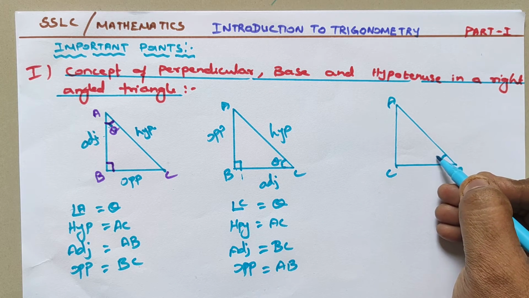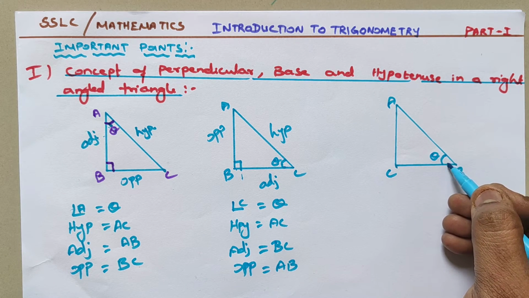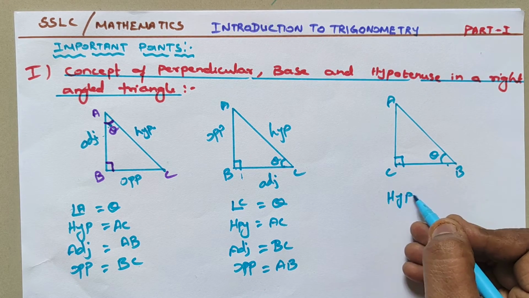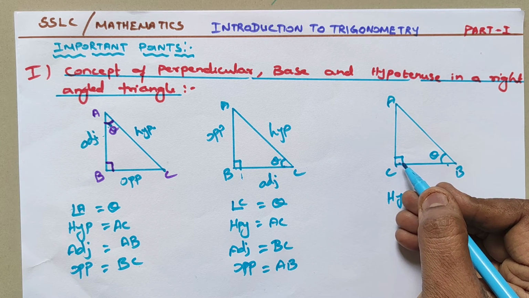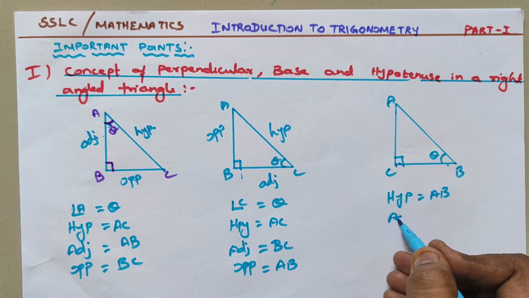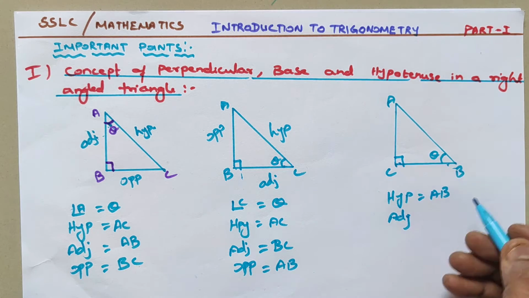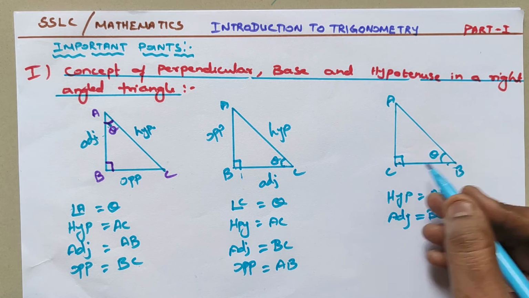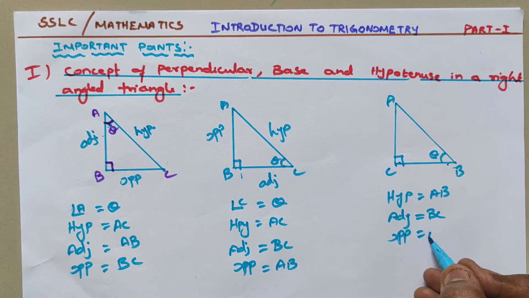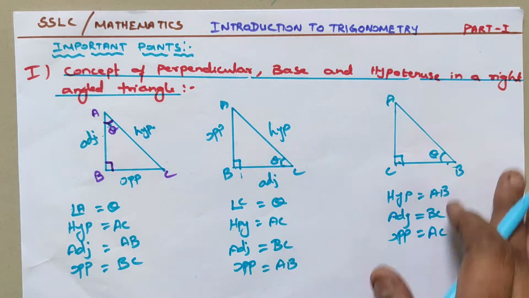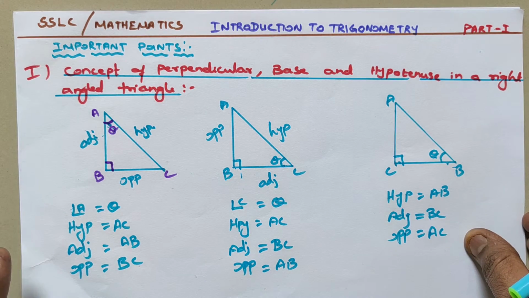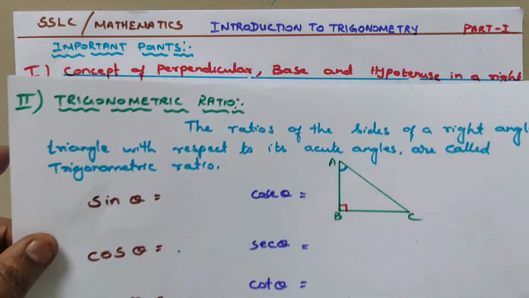In the same way, let it be another triangle C, A, B and C. Suppose the theta is here, we should consider this as hypotenuse. Hypotenuse is always considered as the side opposite to the 90 degree angle. So AB will be the hypotenuse. Adjacent means this will be the adjacent, BC is the adjacent. Opposite to this theta, which is the opposite side? AC. So in this way we should consider hypotenuse, adjacent and opposite. Is it clear children?